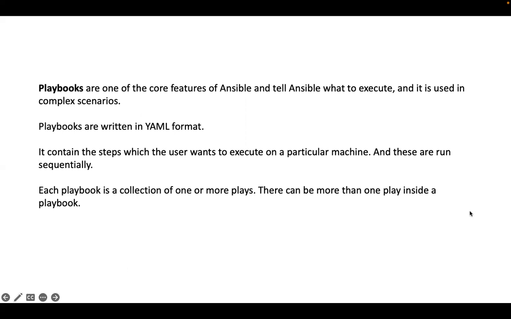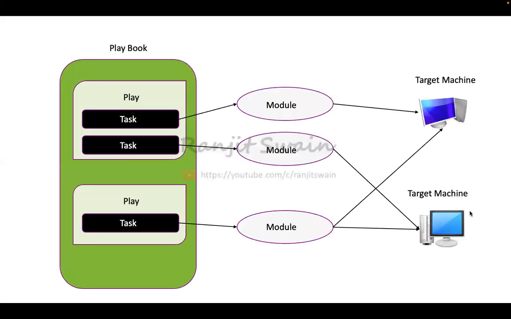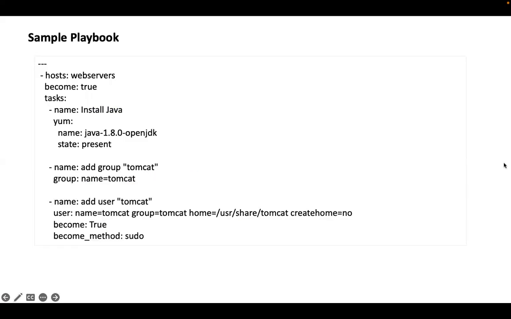So this playbook contains more than one play, or more than one task, inside it. If you see the simple connectivity diagram here, we have this playbook on the master machine. We have one play with various tasks, another play with various tasks, and these are the modules which need to be executed on the target machine, on the node machine. This is very simple.